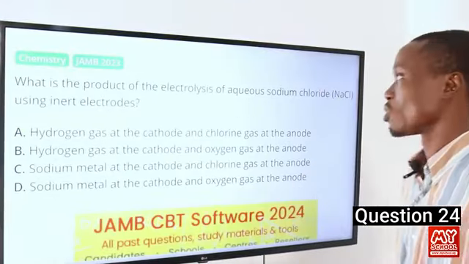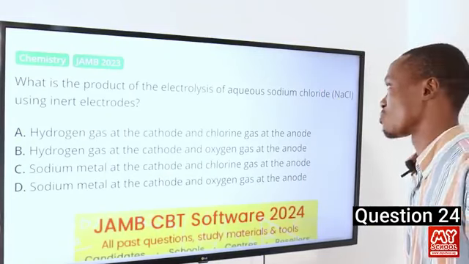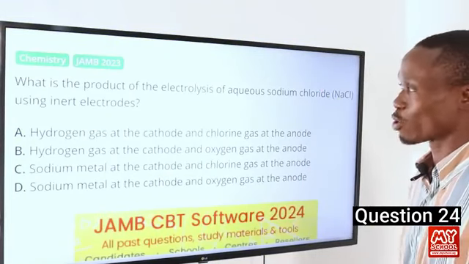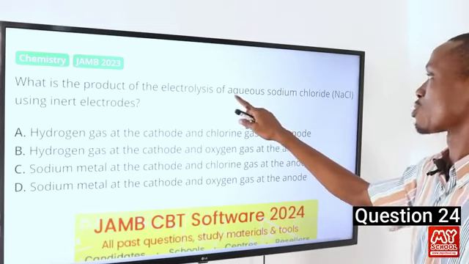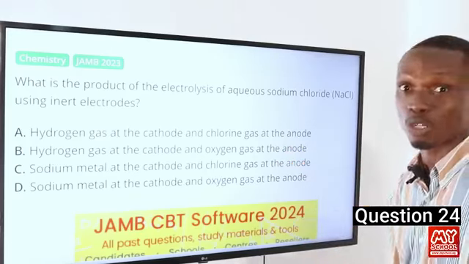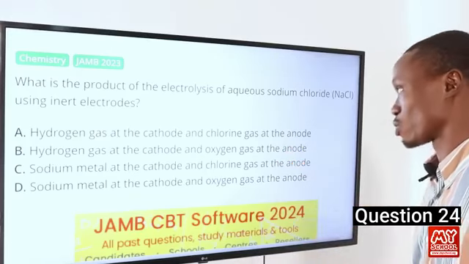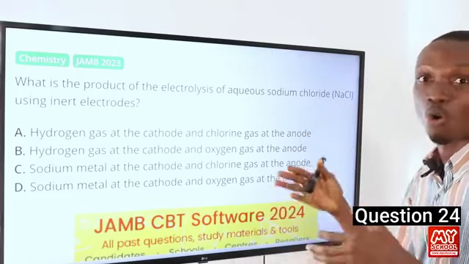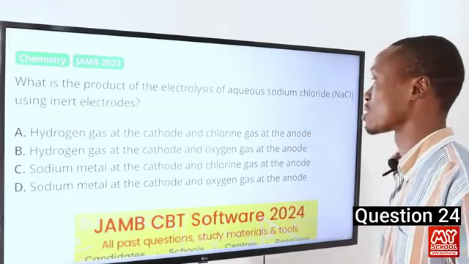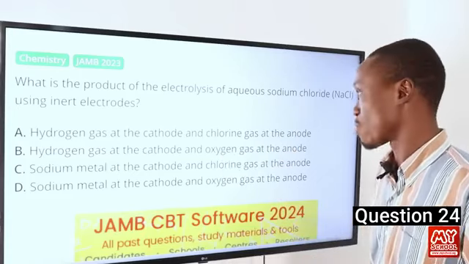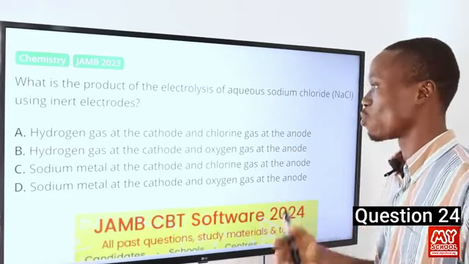Question 24. What is the product of the electrolysis of aqueous sodium chloride using inert electrodes? The word aqueous here simply means that the sodium chloride is dissolved in water. Here we have to be careful because the question did not say concentrated, whereas the question said aqueous. So we can see this aqueous as being dilute sodium chloride in water.